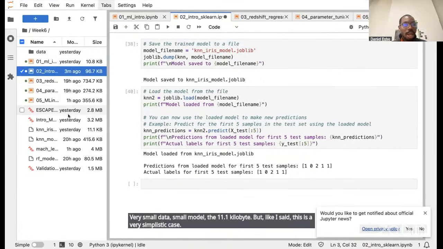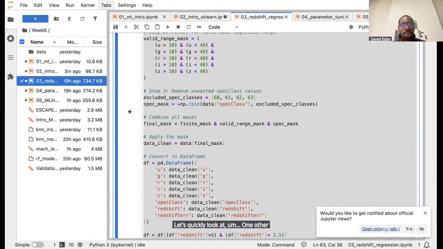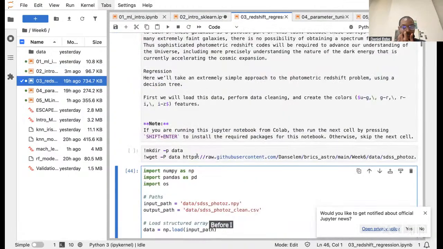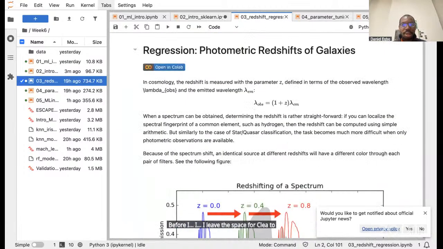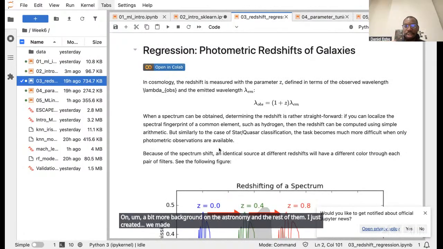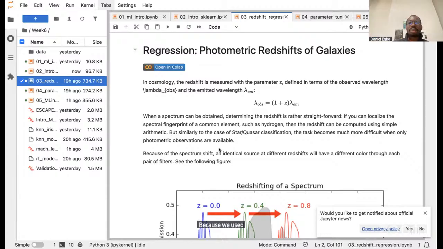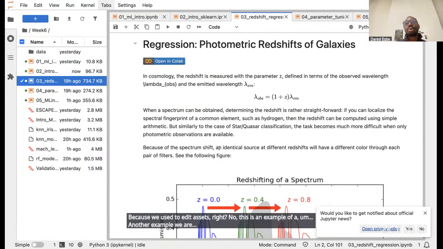Let's quickly look at one other example before I leave the space for Priya to come in and take you through a bit more background on the astronomy and the rest of them. We made this an example because we used a toy data set, right? Now this is another example where we're trying to do regression.